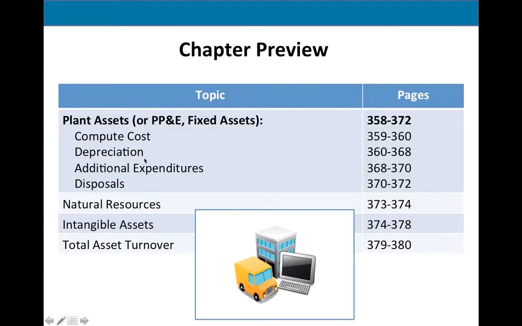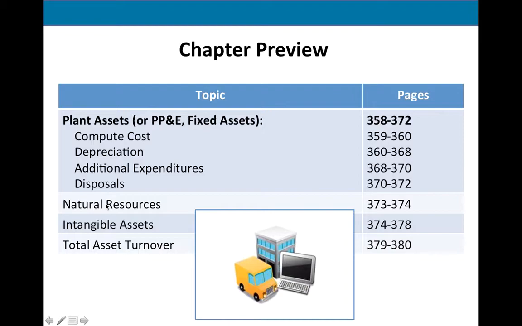We already talked about depreciation in chapter 3, but we're going to expand our discussion, and we're going to use 3 different methods of depreciation. We will talk about computing cost, depreciation, how to classify future additional expenditures, and how to journalize the disposal of those assets when we are ready to sell them or get rid of them.